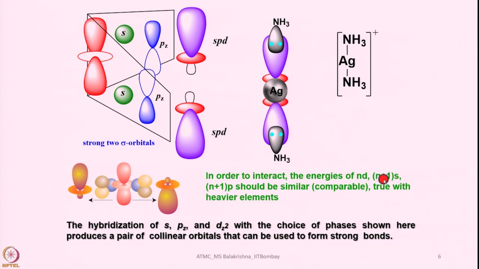In order to interact, the energies of nd, that is 4d, and (n+1)s, 5s and 5p should be similar, true with heavier elements. So, the energy should be very comparable, and if you go for heavier elements, the energy difference remarkably decreases, and also the size increases, they diffuse into each other. Because of this, in order to strengthen the metal to ligand bond, they utilize this kind of hybridization. In fact, molecular orbital theory also suggested a significant mixing of s, p and d orbitals in this complex.